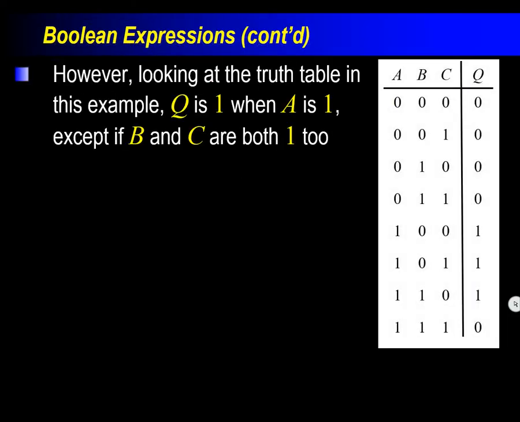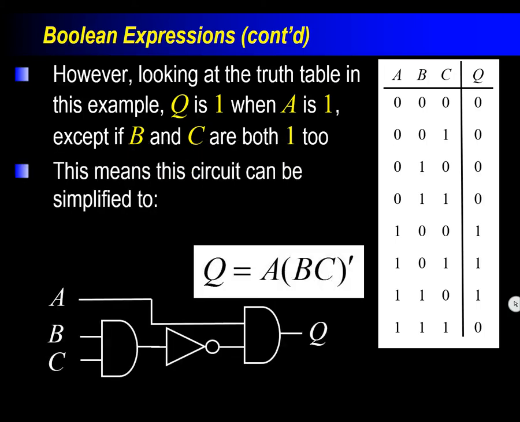But actually, when we look at this truth table, Q is 1 when A is 1, except if B and C are both 1, too. Okay? Actually means this whole circuit could be simplified down to this. Okay? So the circuit could be simplified and the algebra could be simplified.